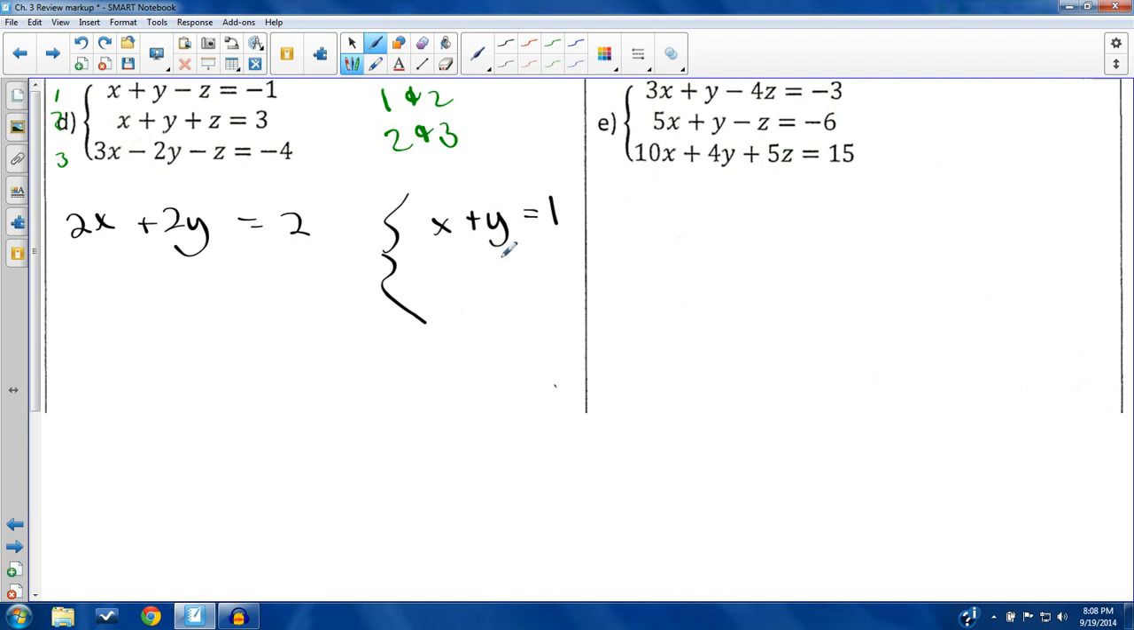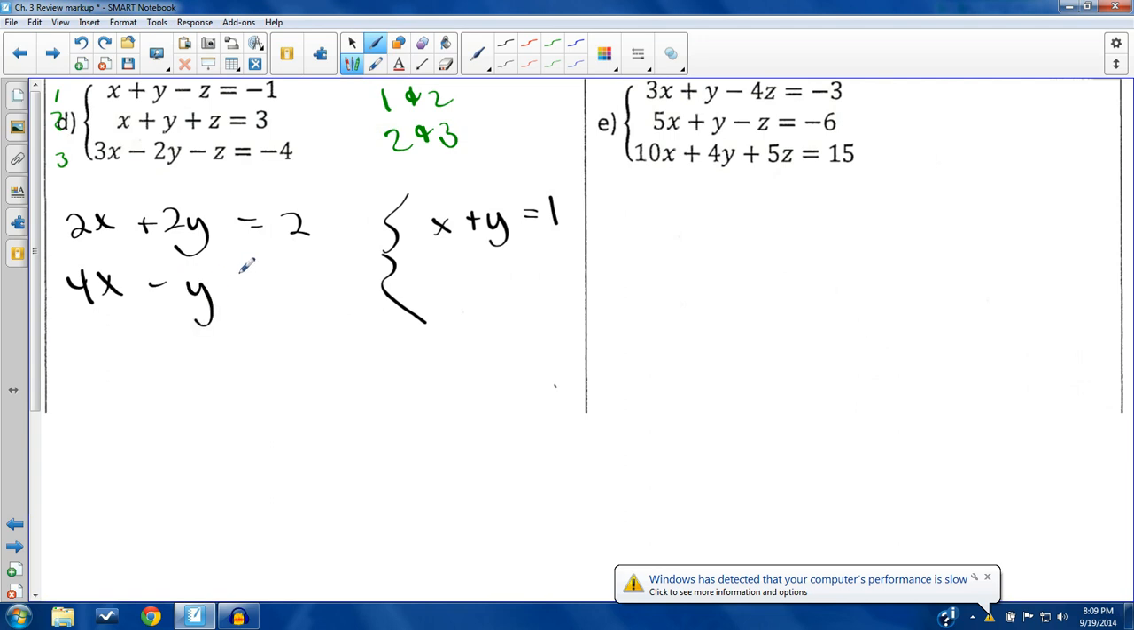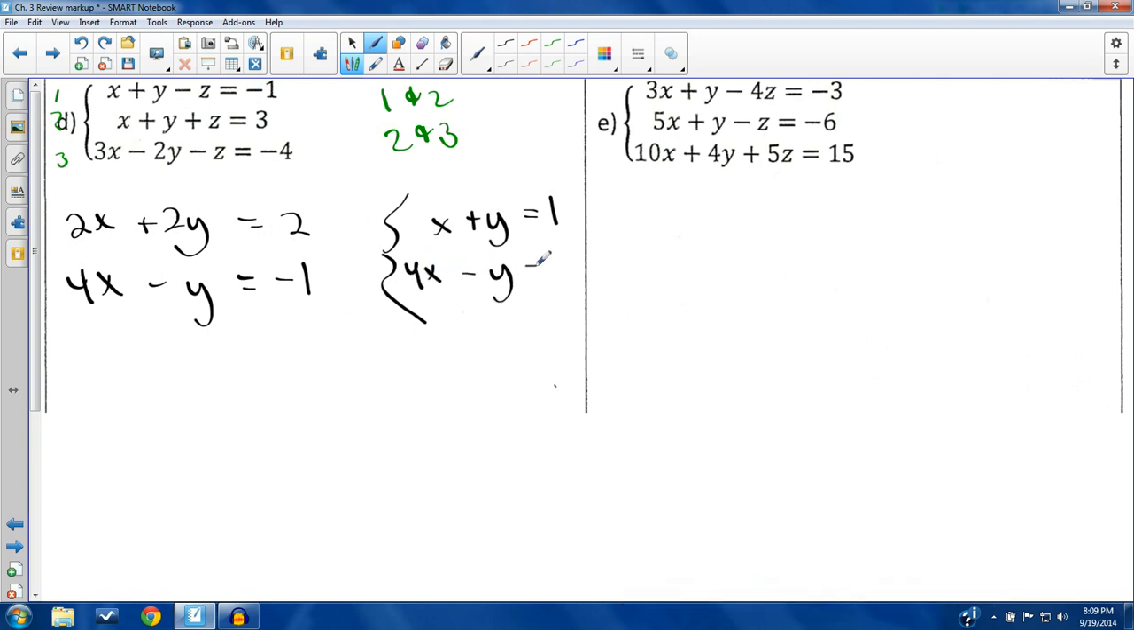Now I'm going to have nothing else but x and y to solve for. Now let's add equations 2 and 3 together. So I'm going to add and get 4x minus y plus 0 right here equals negative 1. And that can't simplify anymore. I'm going to get 4x minus y equals negative 1. And voila, I have a system of two equations and two unknowns based on this system.